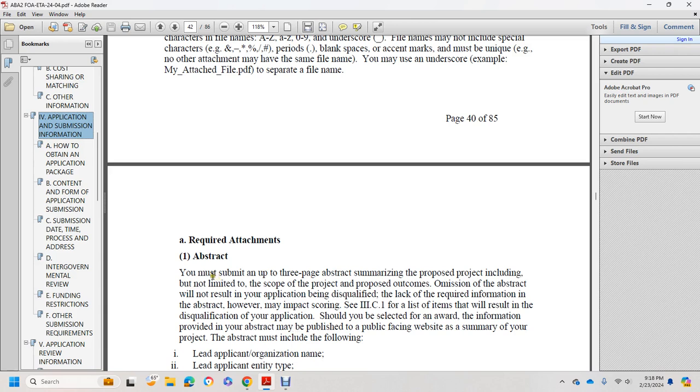Alright, A. Required attachments. Abstract. You must submit up to a 3-page abstract summary of the proposed project, including but not limited to the scope of the project and the proposed outcome of the mission. If the abstract lacks the required information, the application may be disqualified, or it may impact scoring.